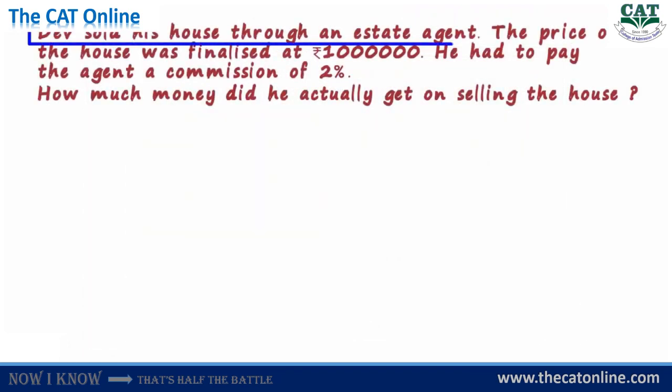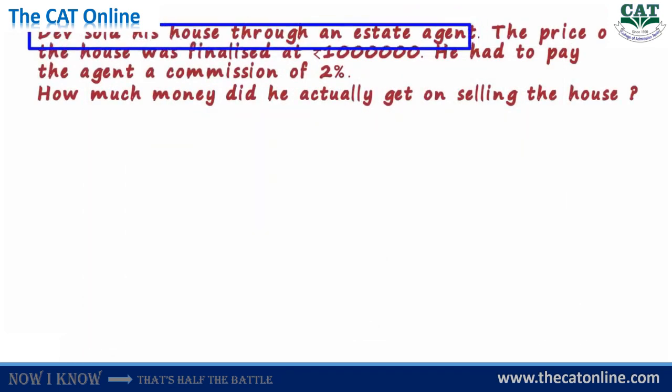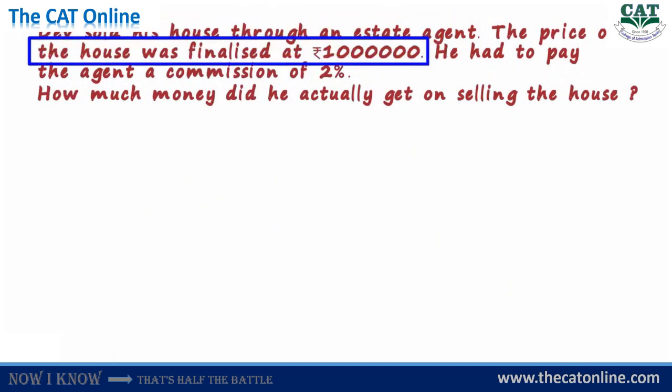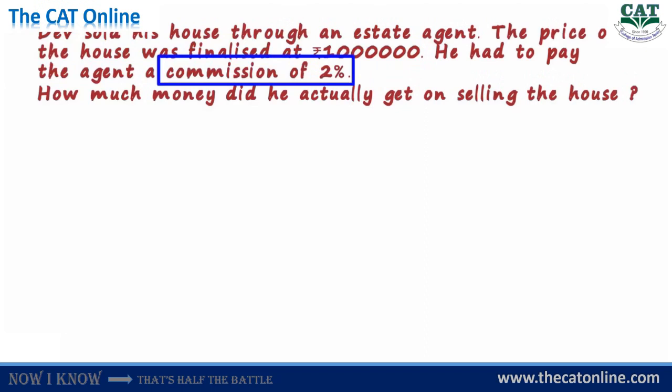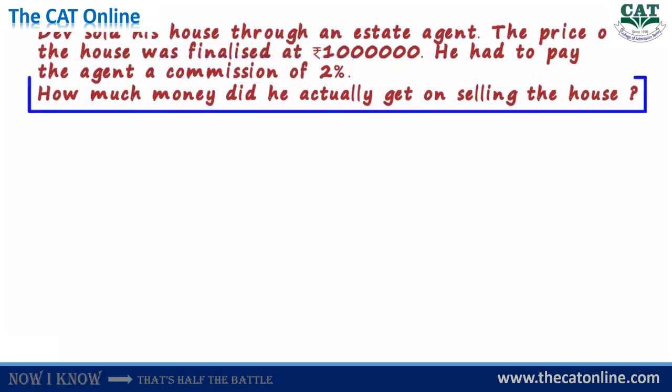Dave sold his house through an estate agent. The price of the house was finalized at 1 million rupees. He had to pay the agent a commission of 2%. How much money did he get on selling the house?